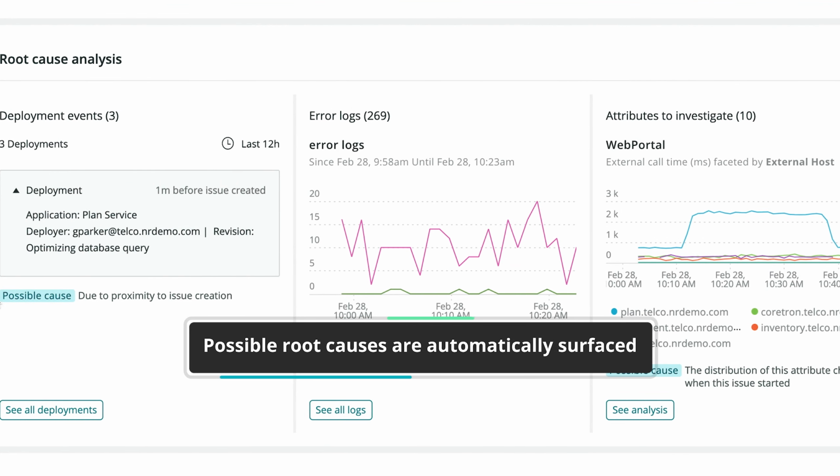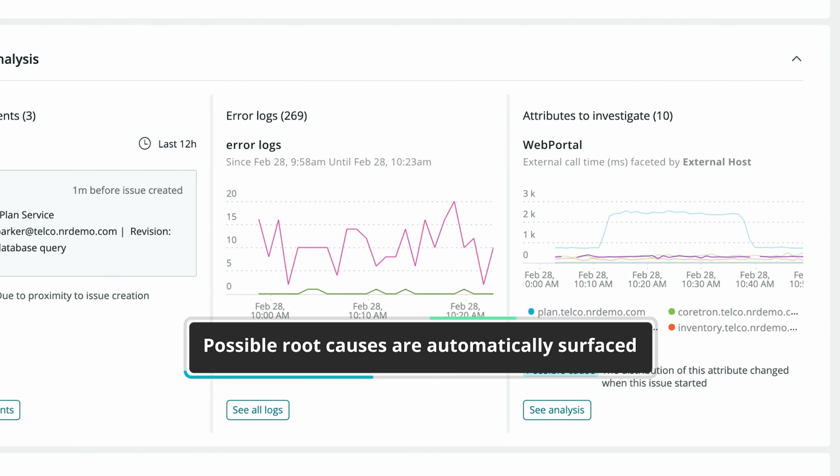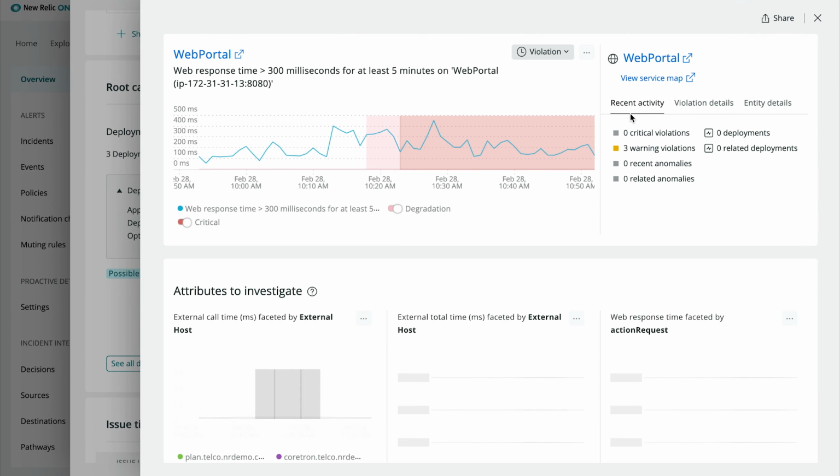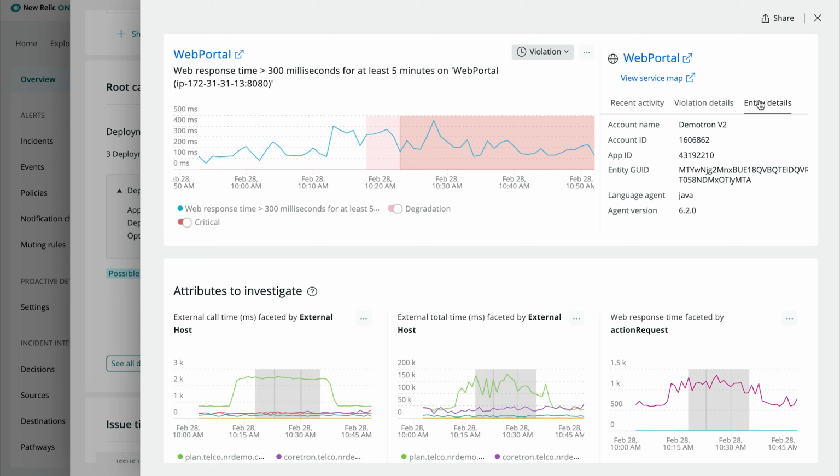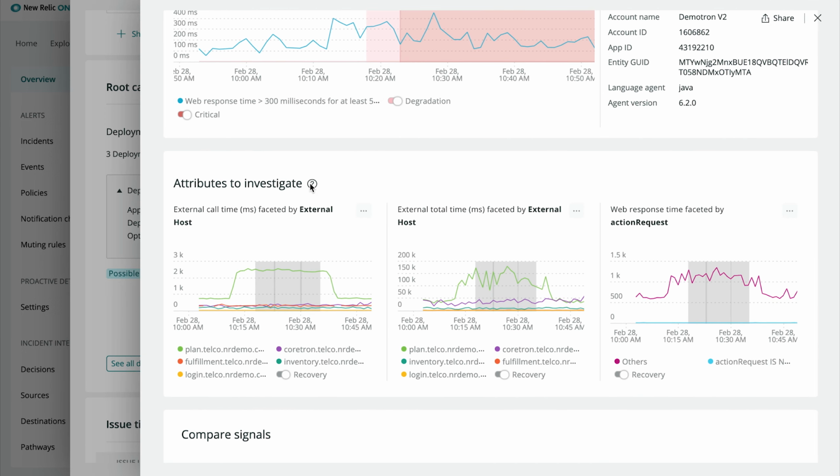Here, possible root causes are surfaced. Let's dig into some of the attributes to investigate. It looks like we have 3 recent warnings around web portal response time. We can also look into violation details as well as entity details. Scrolling down, we can look at the attributes that could be possible causes.